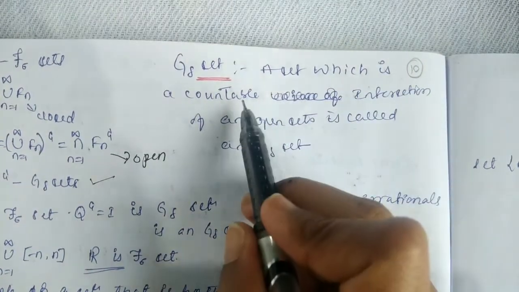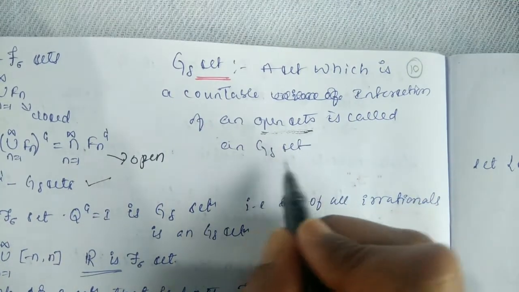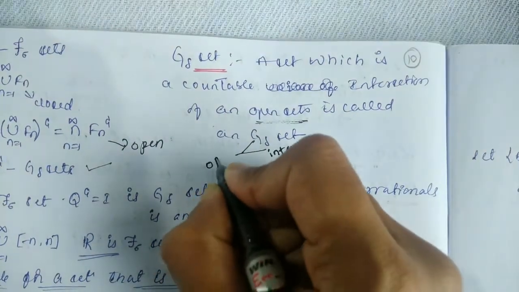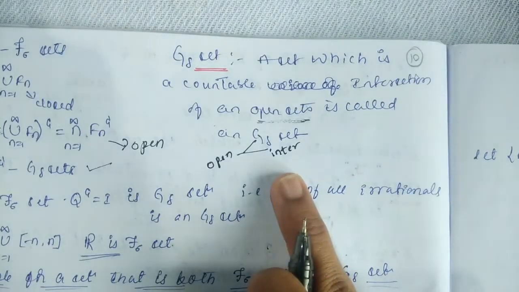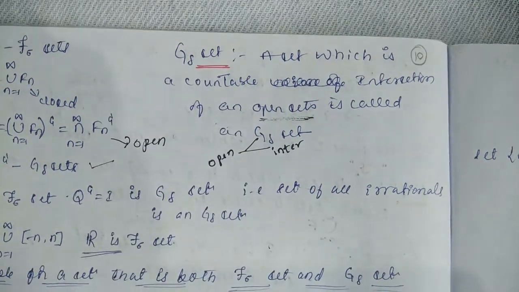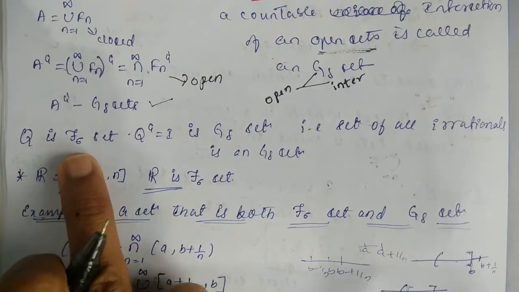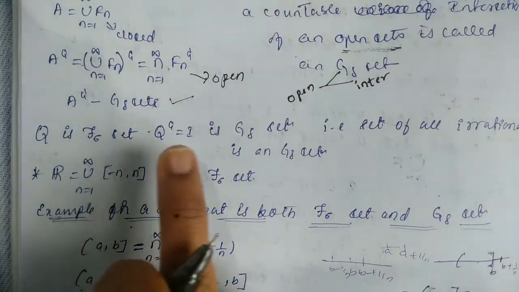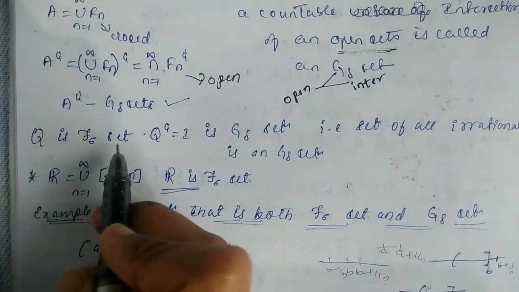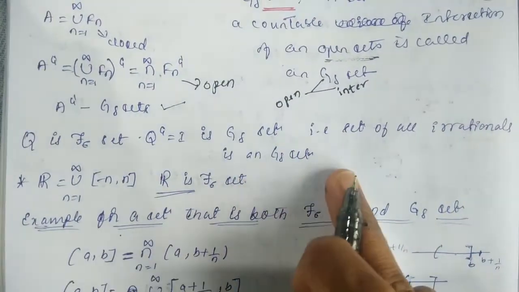A set which is a countable intersection of open sets is called a G delta set. Here G stands for open, and delta for intersection. So a countable intersection of open sets is nothing but a G delta set. Here Q is an F sigma set. What is the complement of Q? It is the irrational numbers, which is G delta. So Q is F sigma, whose complement, the irrationals, is G delta. That is, the set of all irrational numbers is a G delta set.